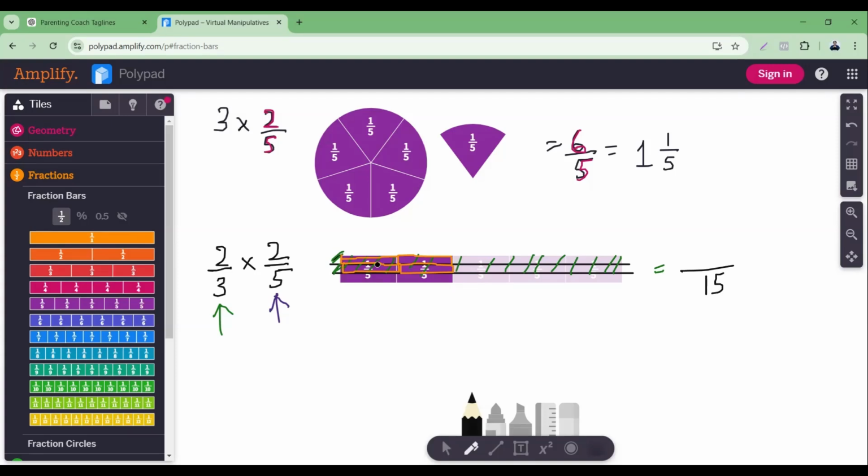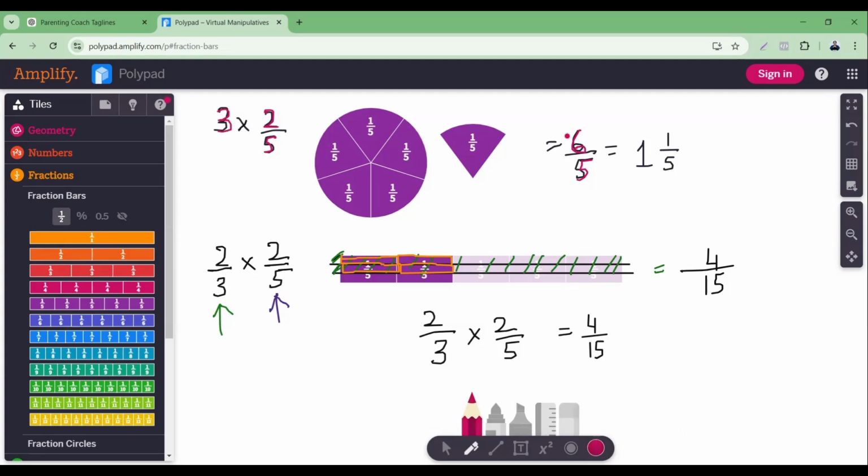And we write the numerator from the selected parts. We are going to select these yellow color blocks only because only those have both purple and green. So we're going to select only those 4. So the answer would be 4/15 because only the yellow-bordered ones are our answer. This means 2/3 multiplied by 2/5 is 4/15.